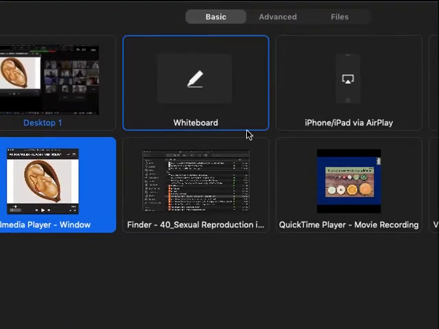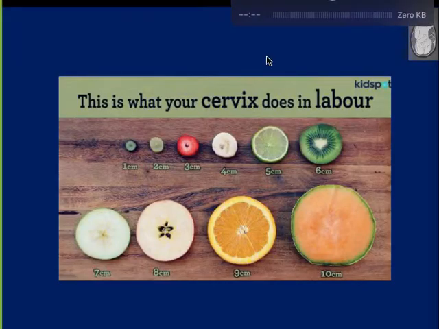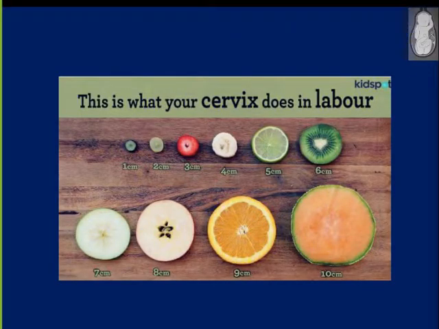When you have to describe the stages of labor for the SEC, we do it in terms of the 3 stages. So this is essentially showing you what 10 centimeters dilated looks like. So orange watermelon is roughly 10 centimeters.